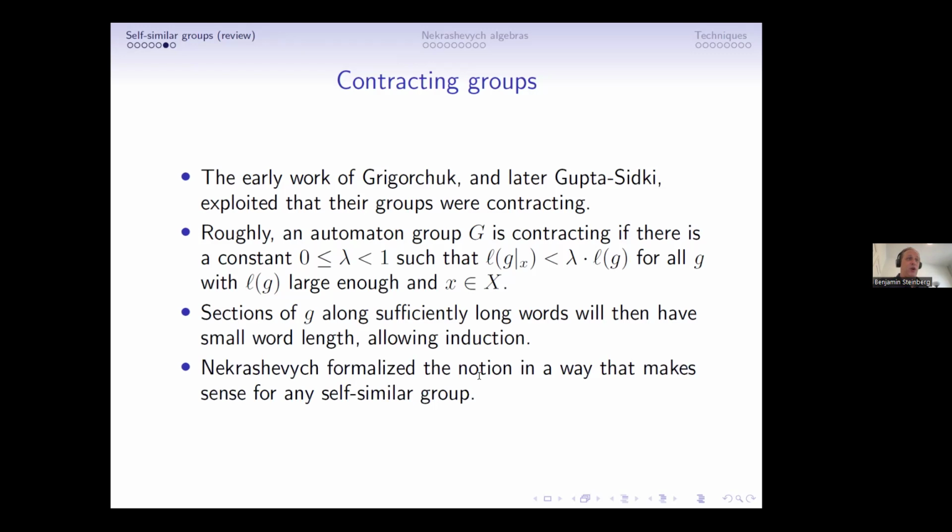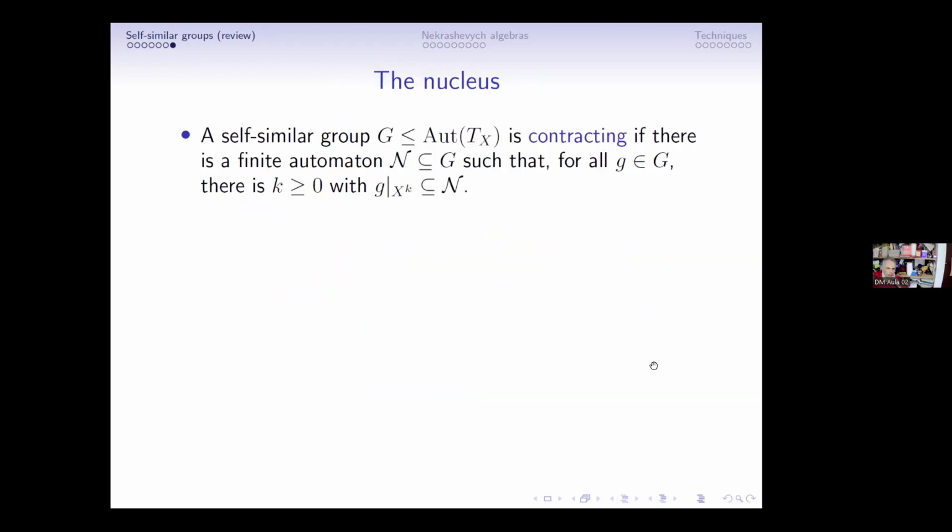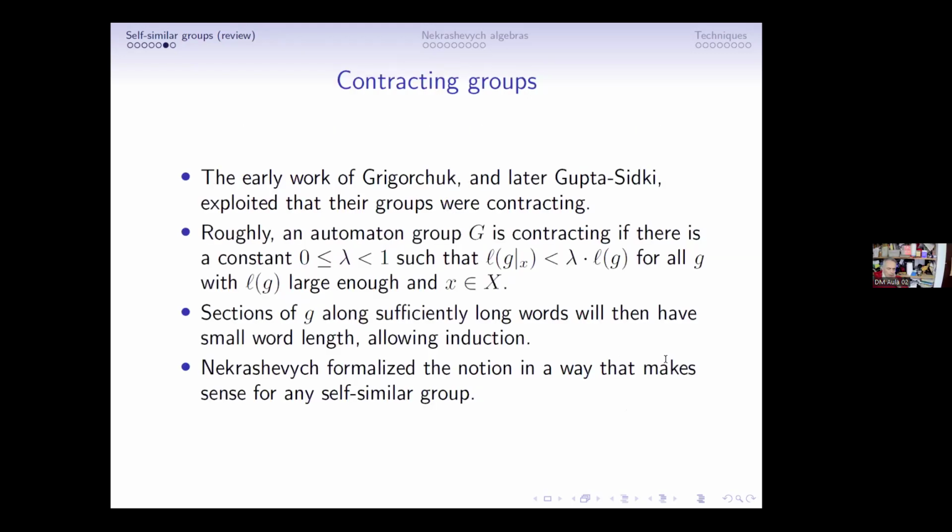So Nekrashevych formalized this notion of contraction in a way that makes sense for any self-similar group, even ones which are not finitely generated, where it doesn't make sense to talk about word length. When the group is generated by an automaton, the states of the automaton are the generators, and so you have a natural word length, because the automaton is finite.